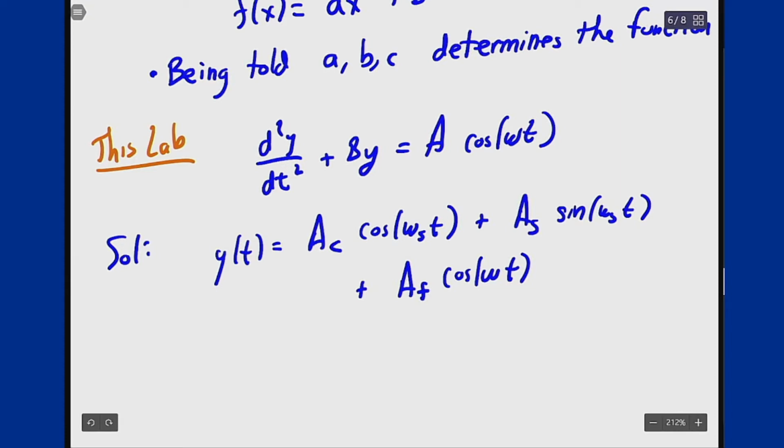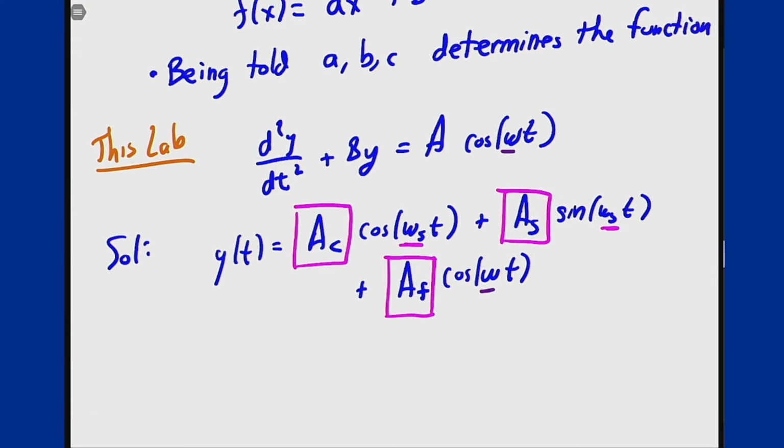There are four different unknown constants here. There's the AC, there's the omega s, there's AS, and there's AF. This omega here we know is the same as this one, so that's not too important. That came from undetermined coefficients. But the three coefficients, AC, AS, and AF, as well as this frequency omega s, are the unknown constants in this function, and that's the form of the expression. If I tell you AC, AS, AF, and omega s, that will determine what this function is, what it looks like, how it behaves, everything about it.